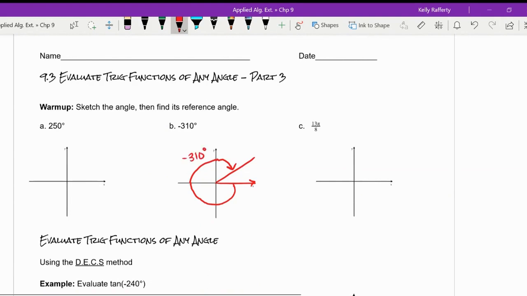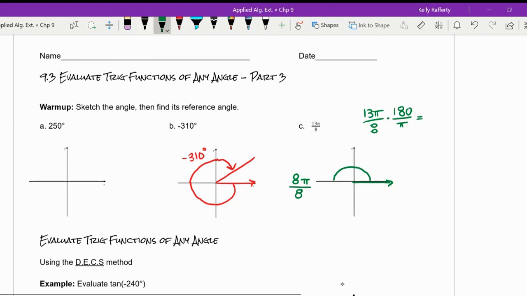For 13 pi over 8, a couple ways you could do this. You can change it to degrees, which remember, if you're trying to change radians to degrees, we would multiply by 180 divided by pi, and find your degrees. But I'm going to leave it in radians and think about where it would be. So we know pi is over here for radians, and 13 pi over 8, well, if I get a common denominator with pi, that would be like multiplying by 8 over 8. So this would be 8 pi over 8, and 13 pi over 8 is more than that.